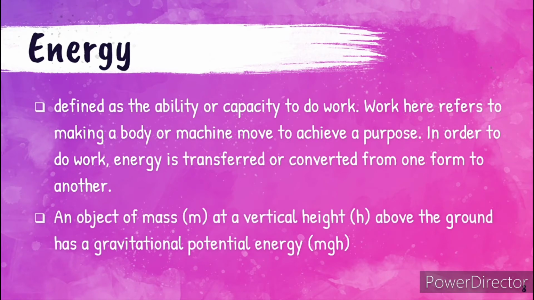Okay, so an object of mass at a vertical height above the ground has a gravitational potential energy. Ito na yung isang kind. Take note, ma'am, na yung gravity, di ba, constant yun? Yes, yung gravity, 9.8, meron siyang unit.